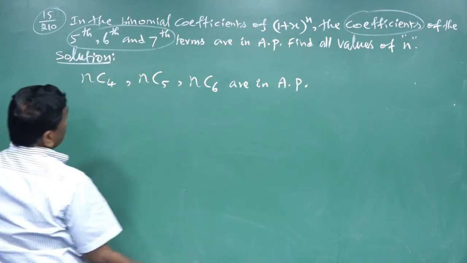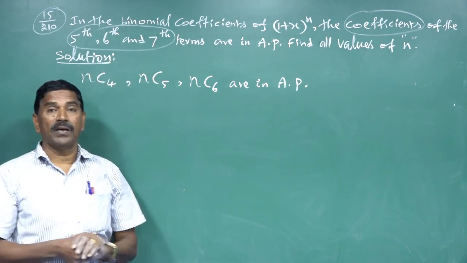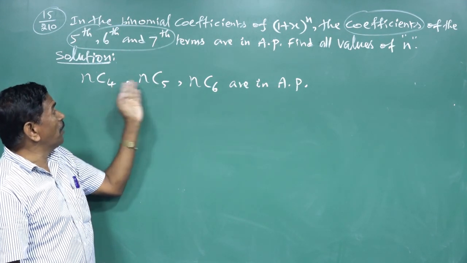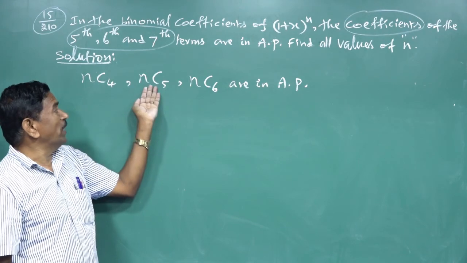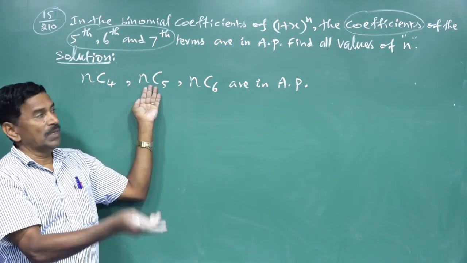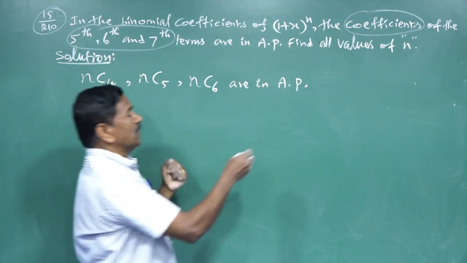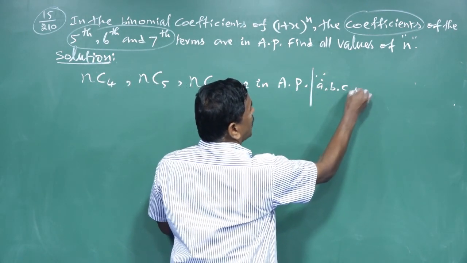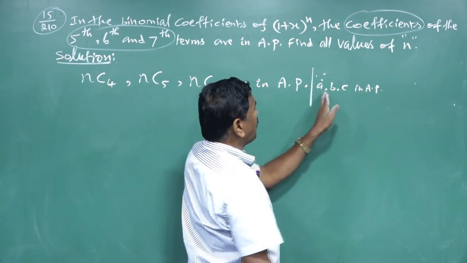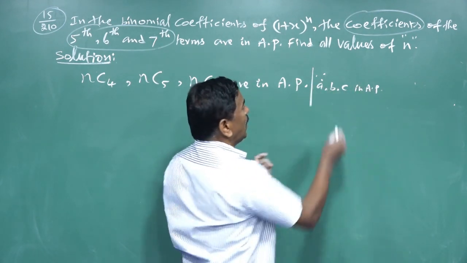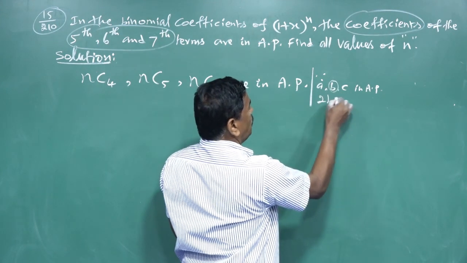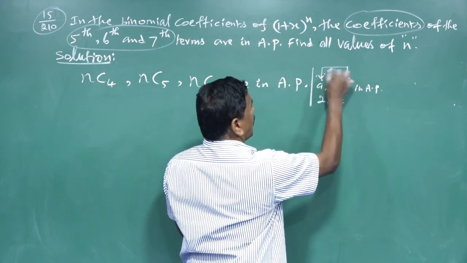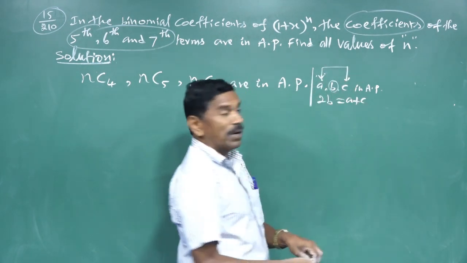Okay, or in AP. Now can you tell me what is the AP formula? Very good. That is twice of center. If A, B, C are in AP, then twice of center equals the sum of first and last. See, for example, this is the AP formula. A, B, C in AP. If A, B, C are in AP, then twice of center, that is 2B, is equal to the sum of first and last, that is A plus C, which is the formula for AP.